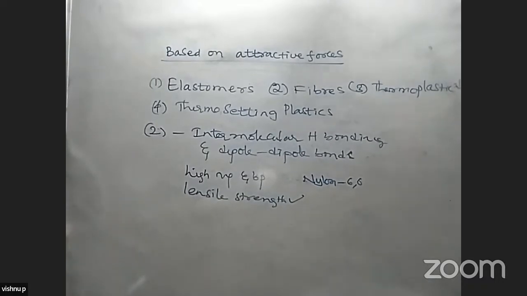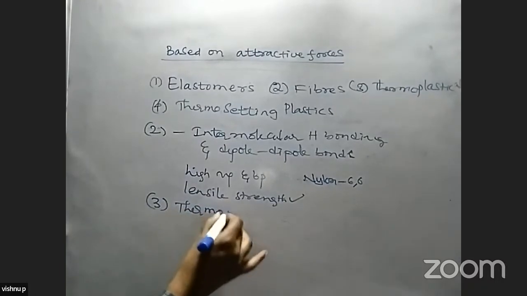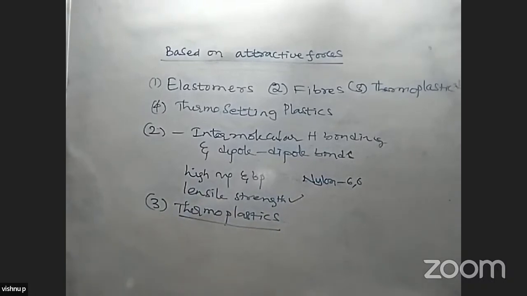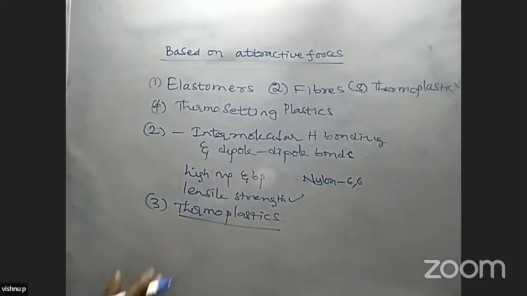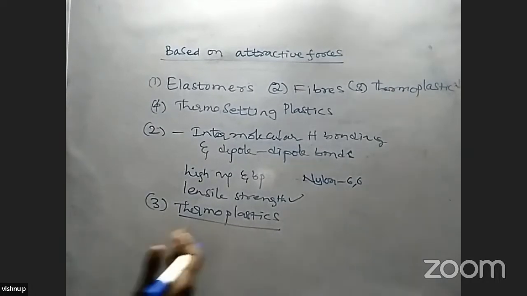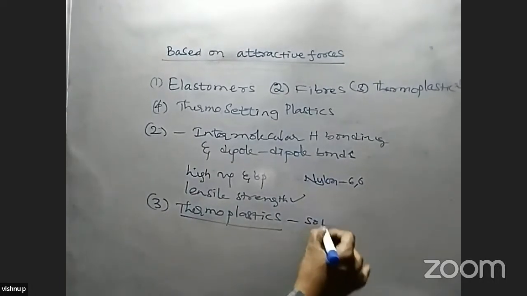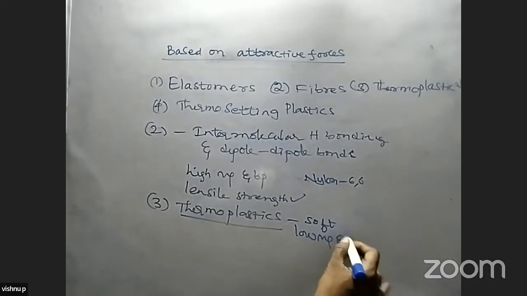And third is called thermoplastics. So what type of attractive forces are present in thermoplastics? The weak attractive forces, that is van der Waals forces, are present. And these thermoplastics can be regenerated and reused again, because these are soft polymers with low melting points and boiling points.